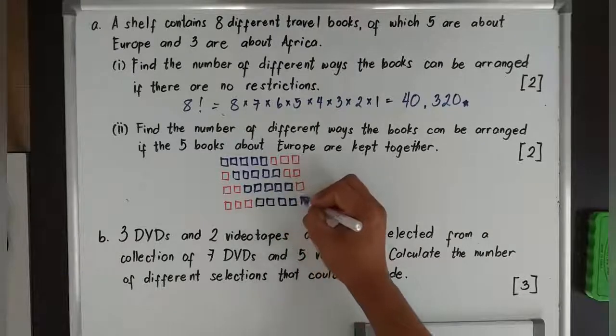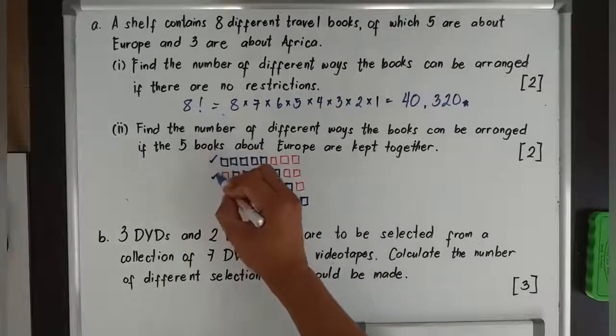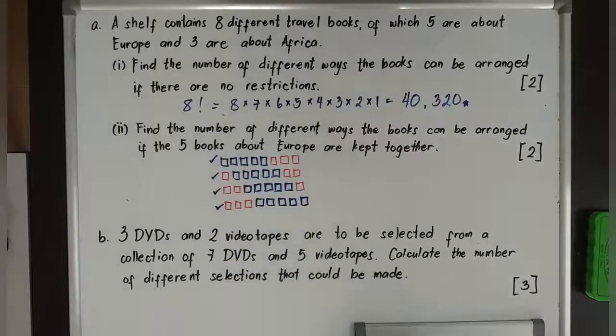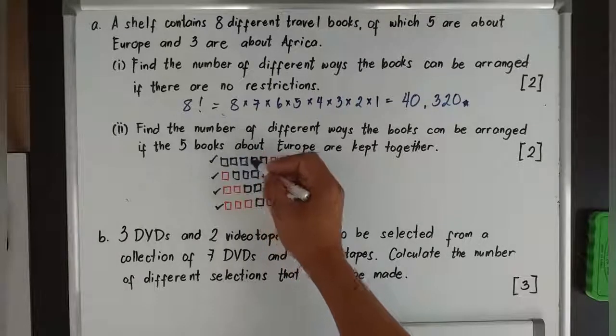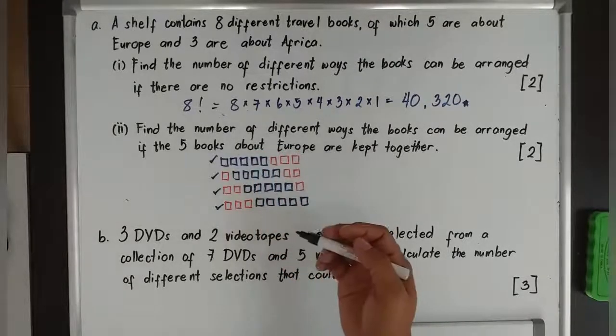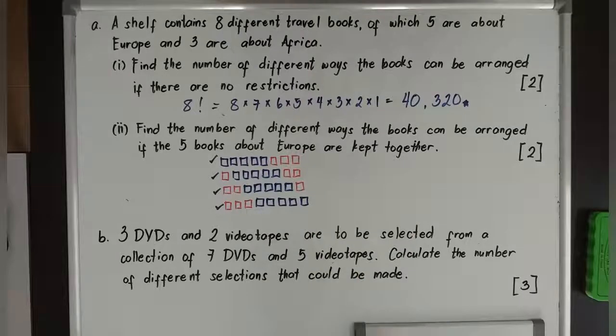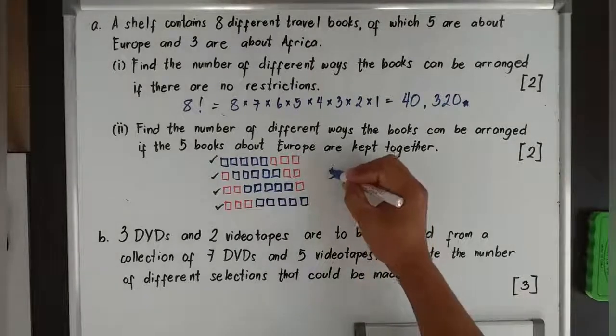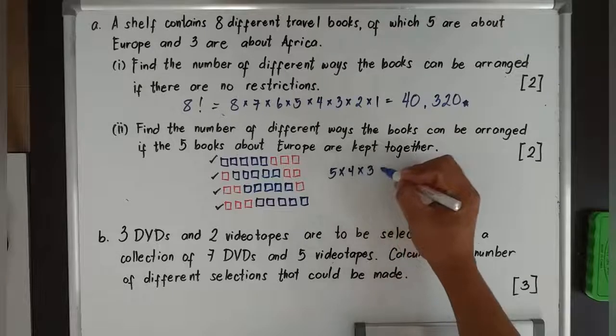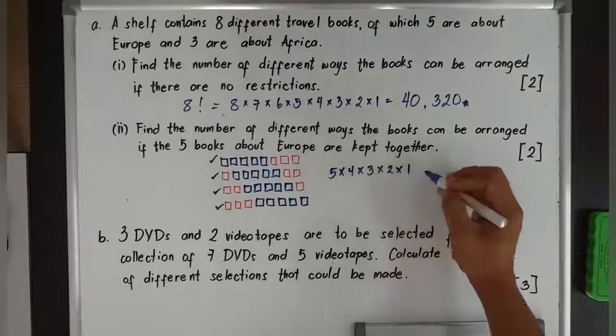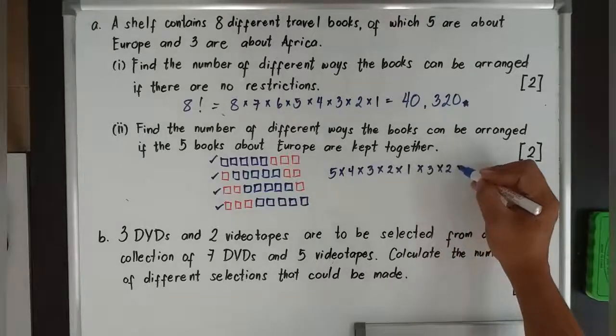So definitely you will have 1, 2, 3, 4 situations. But guys, you need to remember that we are dealing with arrangements. So therefore, I need to do a little bit of computations over here. This will be 5 times 4 times 3 times 2 times 1. And then there are 3 choices about Africa, so 3 times 2 times 1. So basically, I'll have 5 times 4 times 3 times 2 times 1 times 3 times 2 times 1.